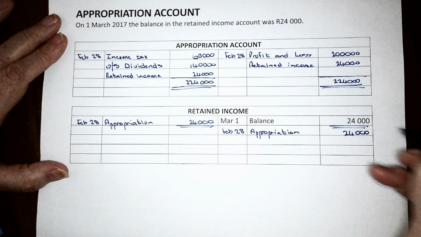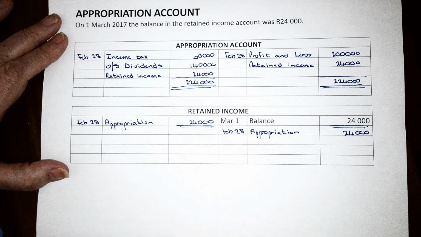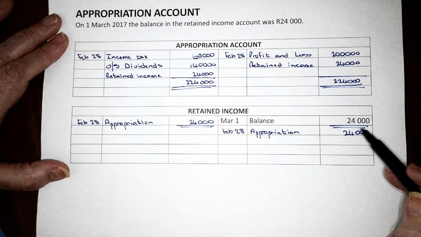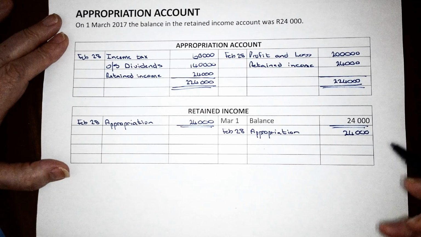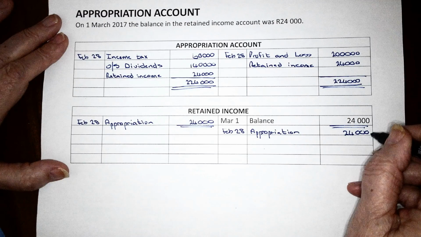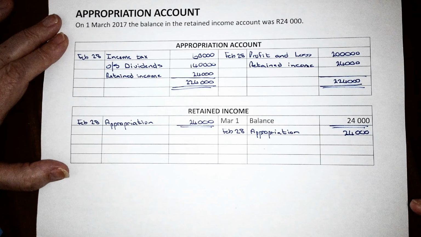So if you want to work out what is the equity of a company, you will take the ordinary share capital that was contributed by the shareholders as capital to the business, and you will add the retained income. So this is part of equity because the owners are entitled to this 24,000 Rand that was kept back in the business.